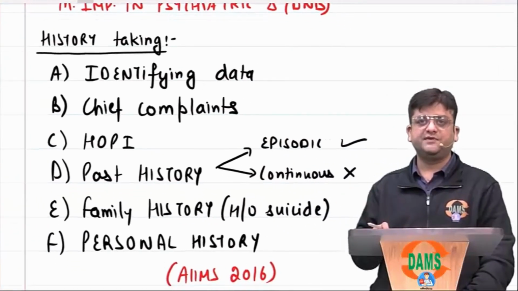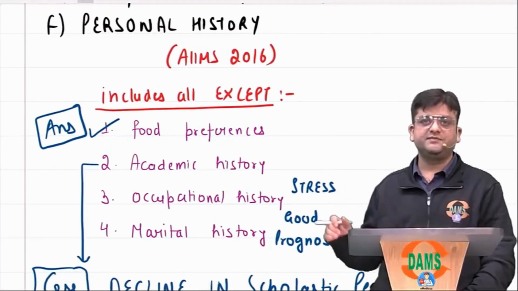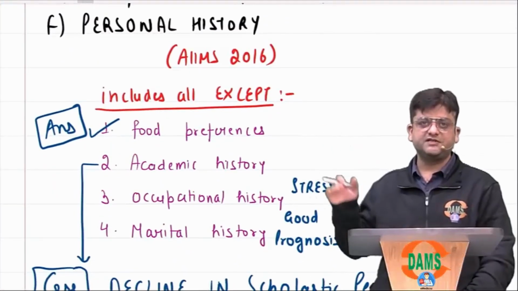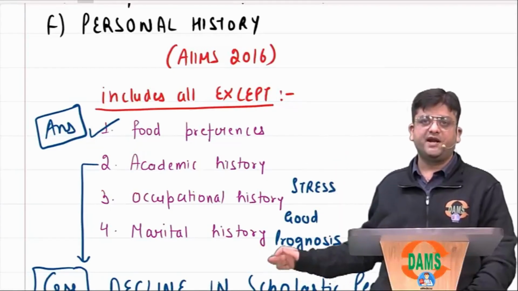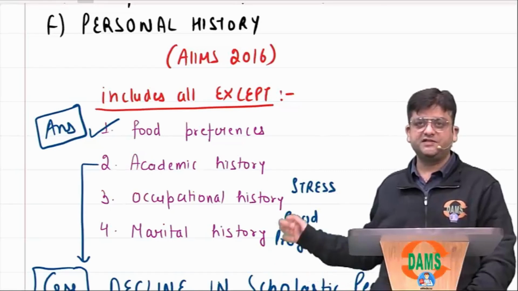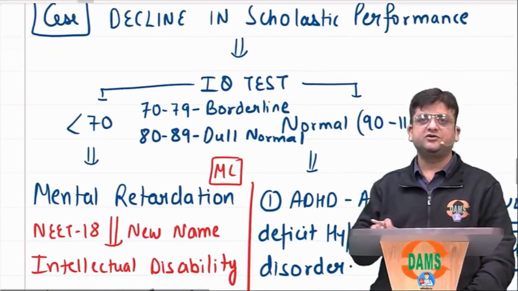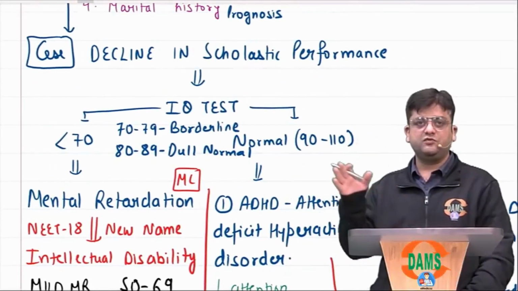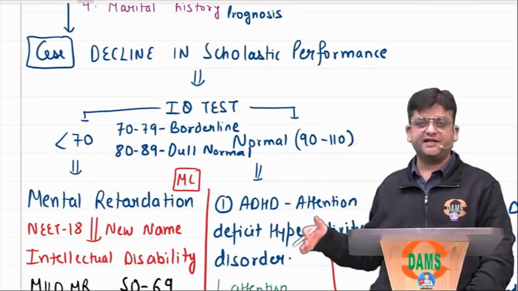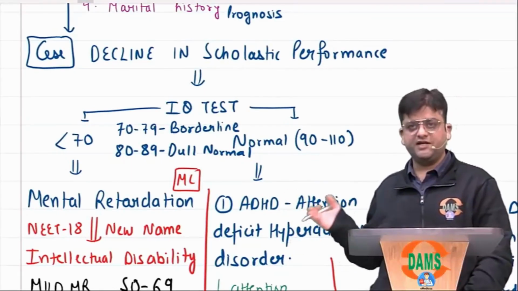The question came in personal history: the psychiatric personal history includes all except. Answer was food preference. We asked academic history, occupational history and marital history. Marital history is not for prevalence but for prognosis. Occupational history, stress. Decline in scholastic performance, the questions have come on this. Decreased IQ, mental retardation, now known as intellectual disability; normal IQ, ADHD, in adults known as ADD.